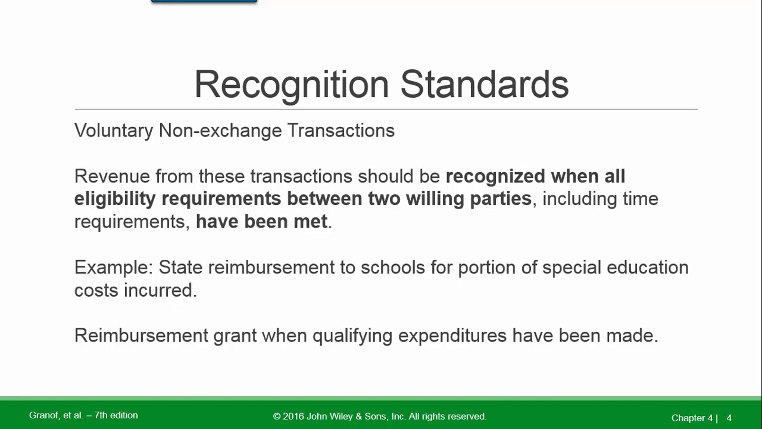Voluntary non-exchange transactions. Revenue from these transactions should be recorded when all eligibility requirements between two willing parties, including time requirements, have been met. For example, state reimbursement to schools for a portion of special education costs incurred. The reimbursement grant is revenue when qualifying expenditures have been made. We just talked about that.